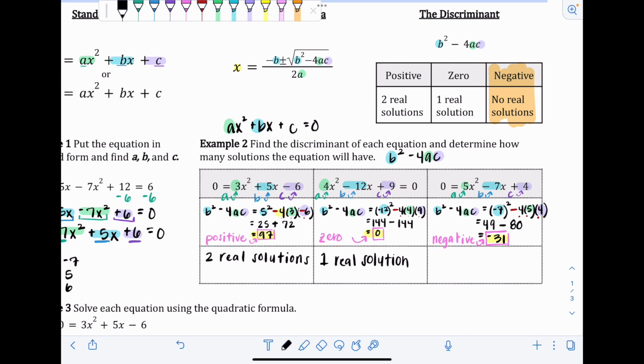I kind of talked about this before, but whenever there's a negative as the discriminant, that means that there's a negative in the radical. And when there's a negative in the radical, it means there's no real solutions. Okay, so for the first equation, we got a positive discriminant, which means 2 real solutions. The second one, the discriminant was equal to 0 exactly, and that means there's 1 real solution. And then the third equation, we got a negative discriminant, which means there's no real solutions.